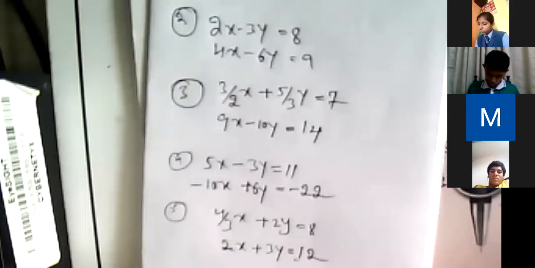Take A1 value 3 by 2, A2 value 9, finished. B1 is 5 by 3, B2 is minus 10. Take and solve the problem. Okay, no problem, you will get correct answer.